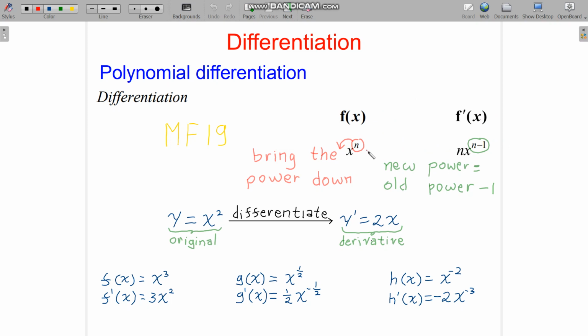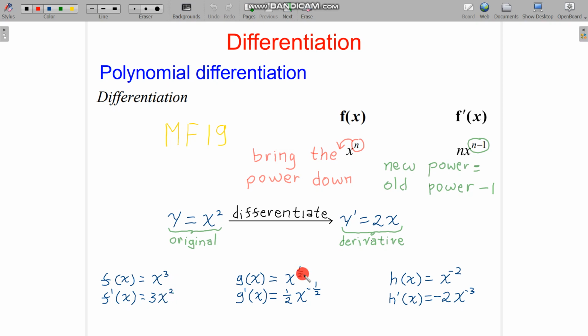When you differentiate x to the nth power, simply bring this n down, so you have n times, and the new power is the old power minus 1. For example, originally x squared, after you differentiate, you get the derivative, y prime: 2 comes down, so 2 times, the new power is 2 minus 1, which is 1, so you get 2x. Another example, x cubed: bring the 3 down, 3 times, the new power is 3 minus 1, which is 2.